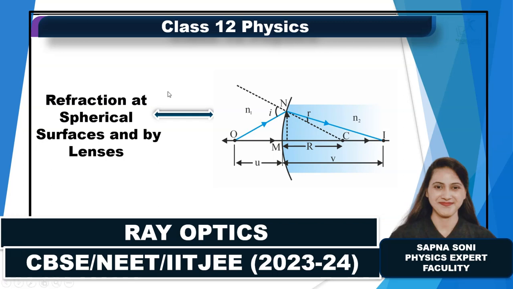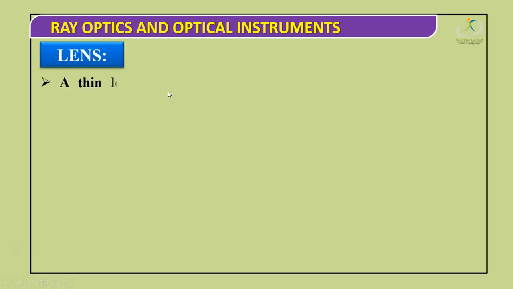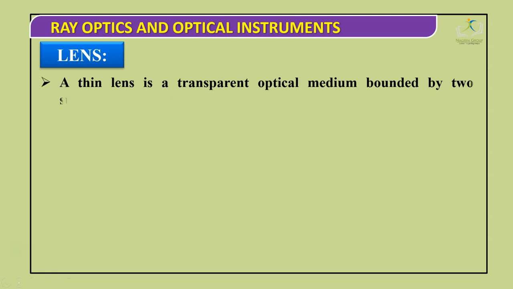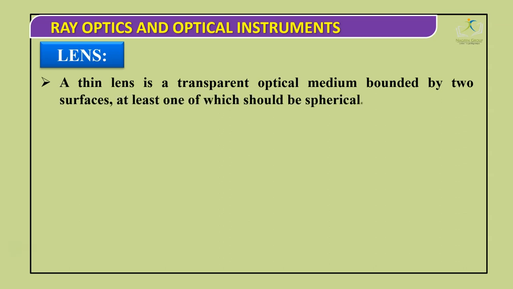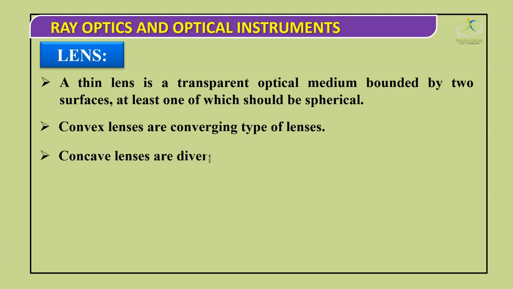Now taking the first topic, which is the lens. A thin lens is a transparent optical medium bounded by two surfaces, at least one of which should be spherical. Convex lenses are a converging type of lens, whereas concave lenses are a diverging type of lens.